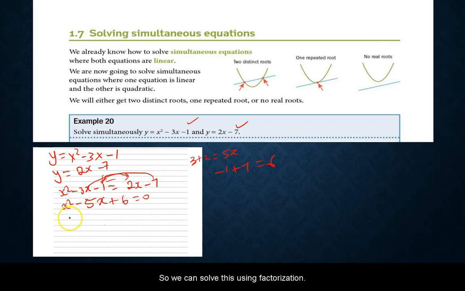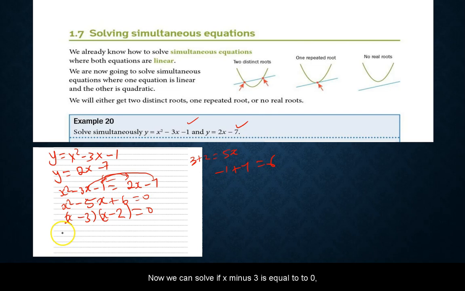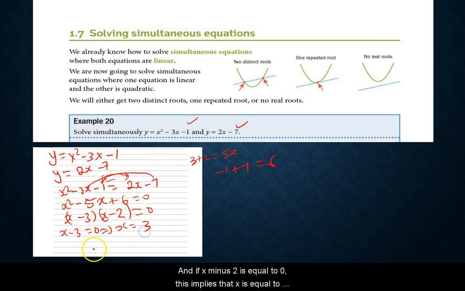So we can solve this using factorization, so that we can have x minus 3 and then x minus 2, because we know negative 2 by negative 3 gives you positive 6. Correct. So this is equal to 0. Now we can solve. If x minus 3 is equal to 0, hence x is equal to positive 3, right? And if x minus 2 is equal to 0, this implies that x is equal to positive 2 as well.